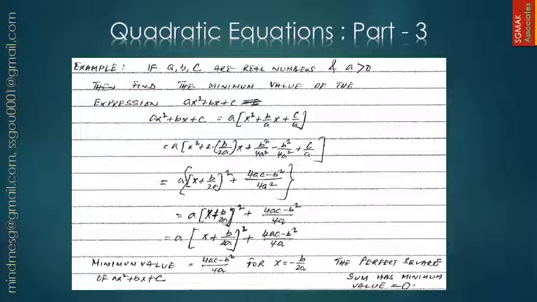So when you multiply by a, the first term is a perfect square, the second term is 4ac minus b squared over 4a. So if you look at this expression, the minimum value we get is when the perfect square is 0. That happens when x is minus b over 2a, and the minimum value is 4ac minus b squared over 4a. A lot of examples can be solved using this principle or this approach.